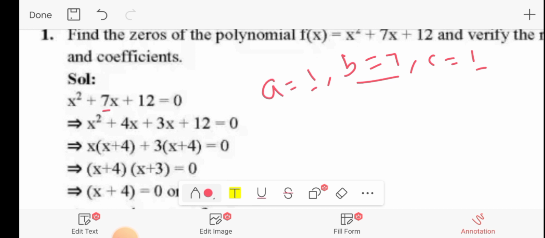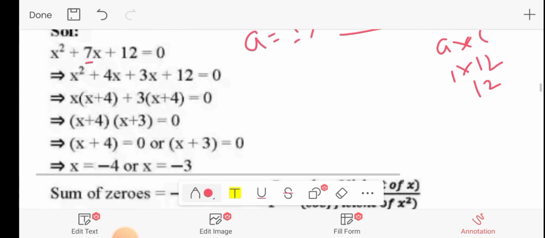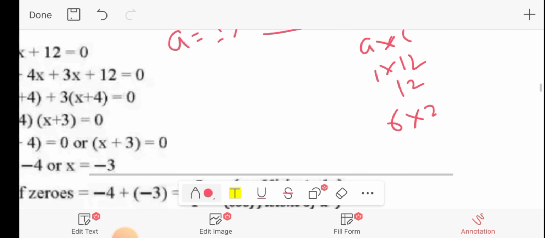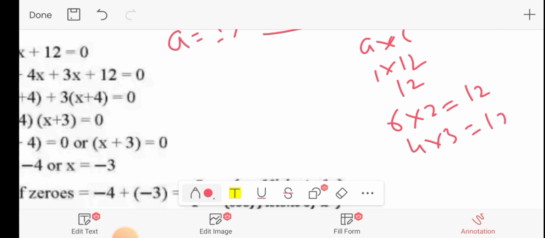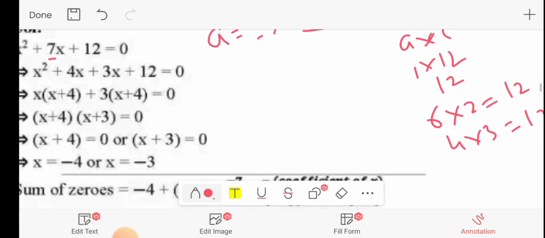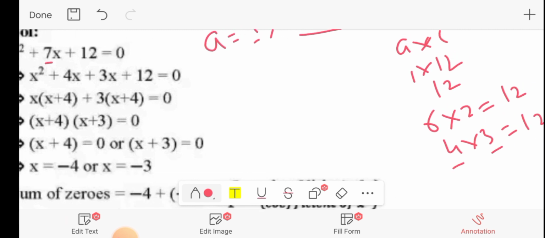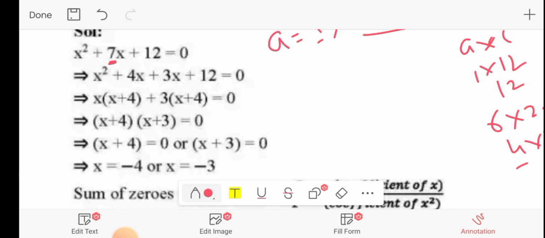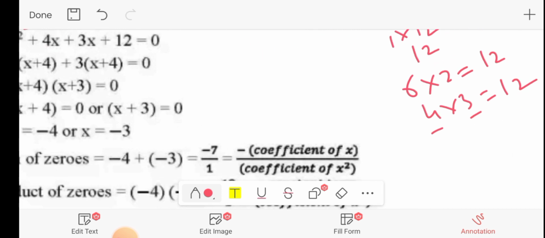So now we will find a into c. What is a into c? 1 into 12, so 12. Now we will find numbers which on multiplying give 12. 6 twos are 12. Then 4 threes are 12. These two numbers we are getting. Now we see on adding or subtracting which numbers we get 7, because we have to split the middle term. So 4 plus 3 is 7, right? So this pair will be okay.